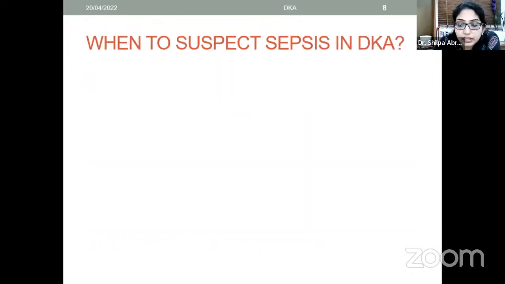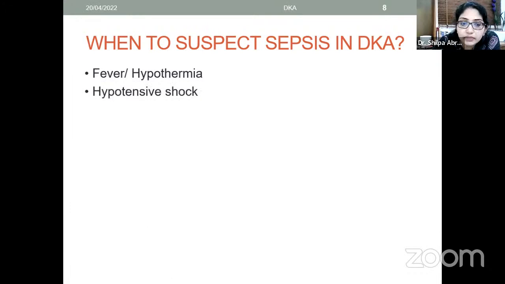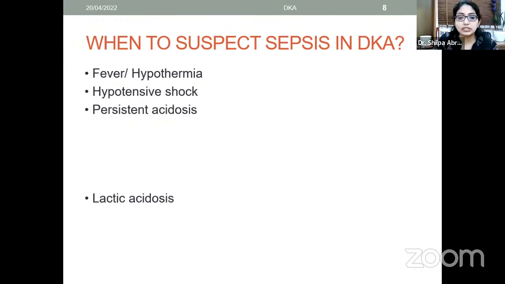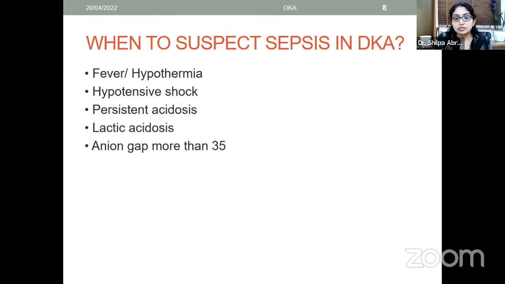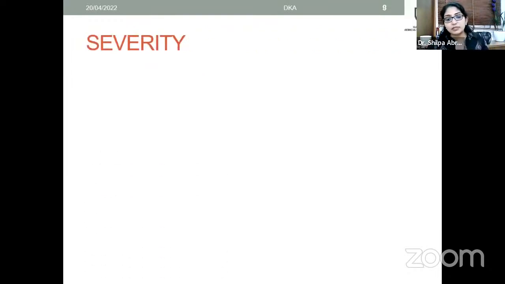So when do you suspect sepsis in DKA? One, if the child has fever or hypothermia, because fever generally is not a symptom of DKA. So if the child has fever, definitely suspect sepsis. If the child is in hypotensive shock, we'll come to why later. If the child has persistent acidosis, so despite your correction, if the acidosis is not getting treated, if the child has lactic acidosis persisting, and if the anion gap is more than 35.